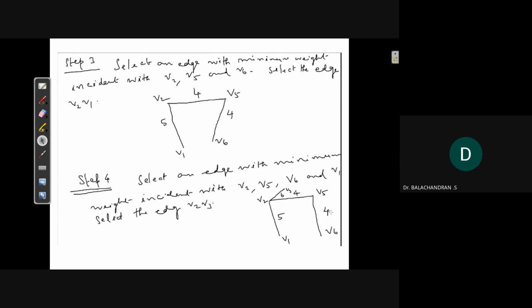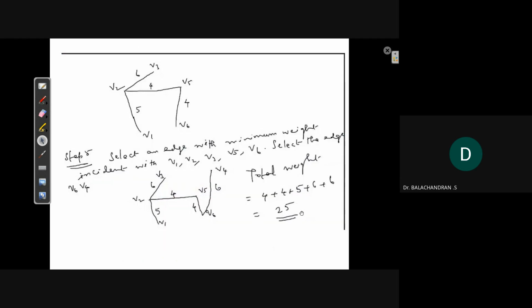So that's why we are drawing in each stage. We should draw a graph. Suppose if we don't draw the graph, means if the cycle forms, we don't know. Okay, so if you draw the graph in each stage, then only we know whether the cycle is forming or not. So V6 V4. Okay, next edge. Okay, yes, here next step.